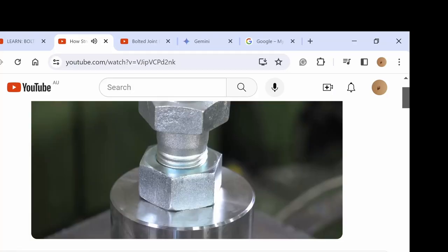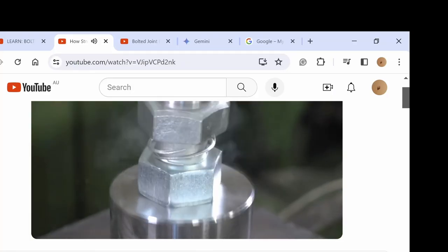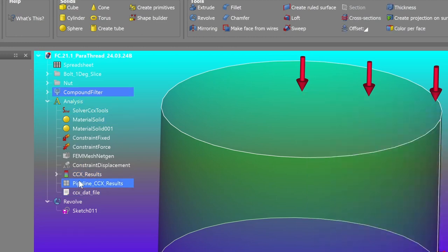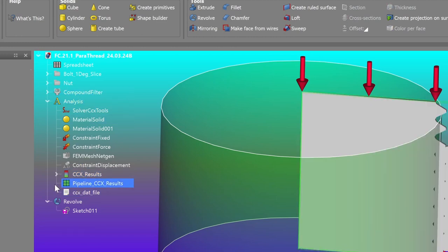Let's do something a little more exciting. This was an M16 coarse thread failing. But wait a second, hold your horses. I've got a few things to explain.